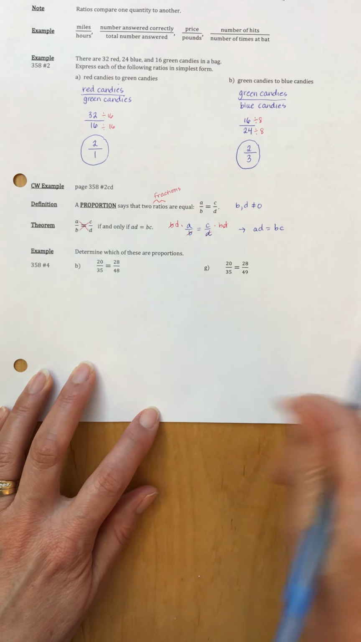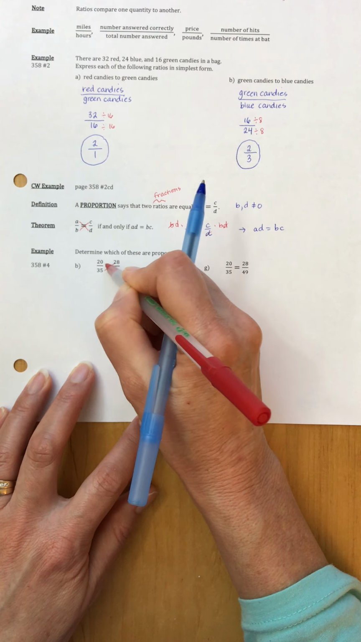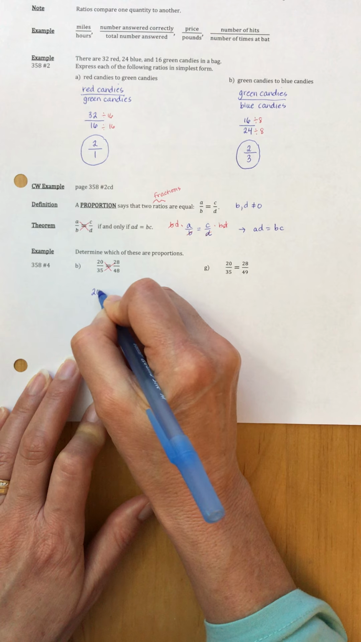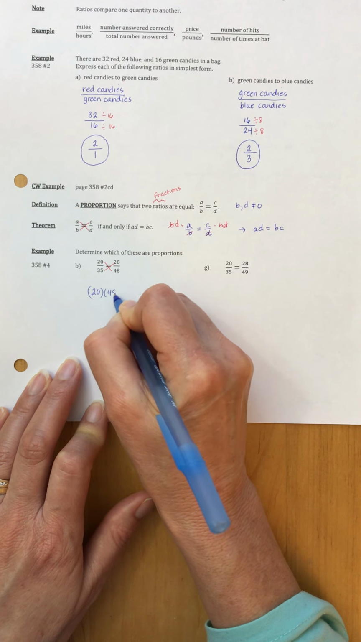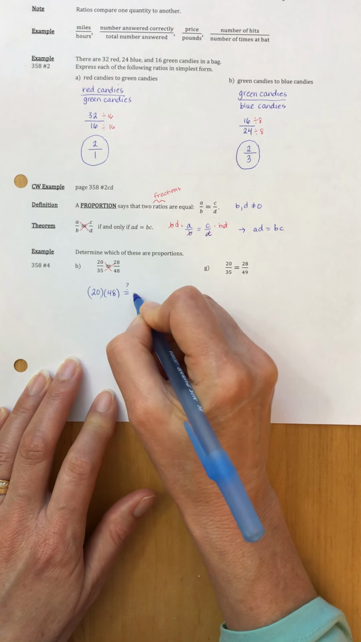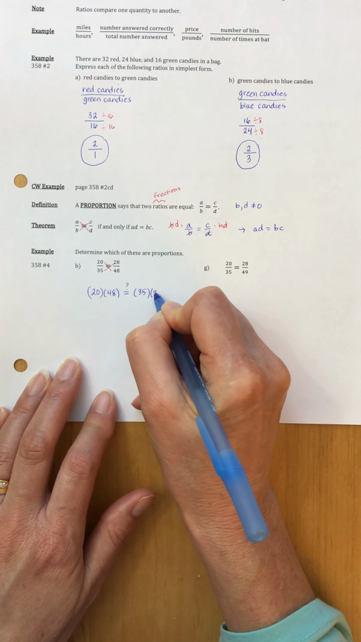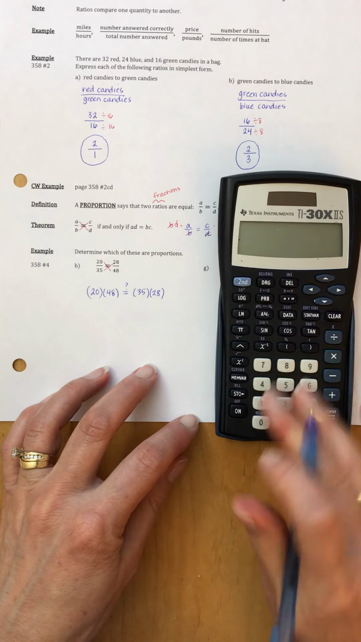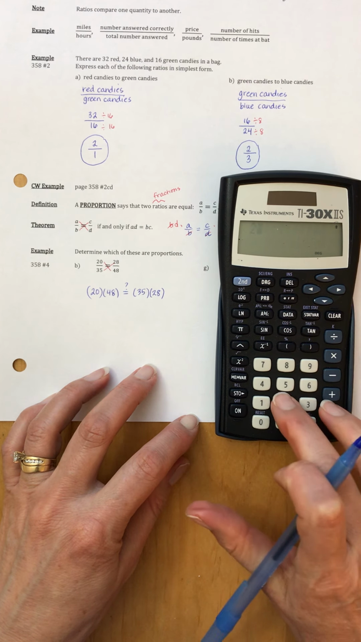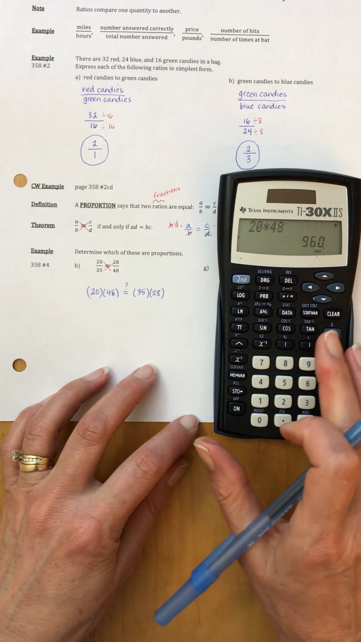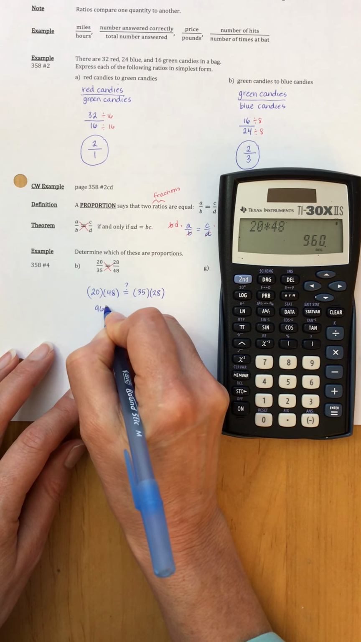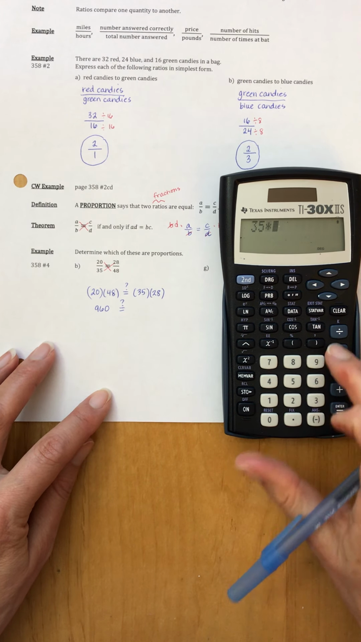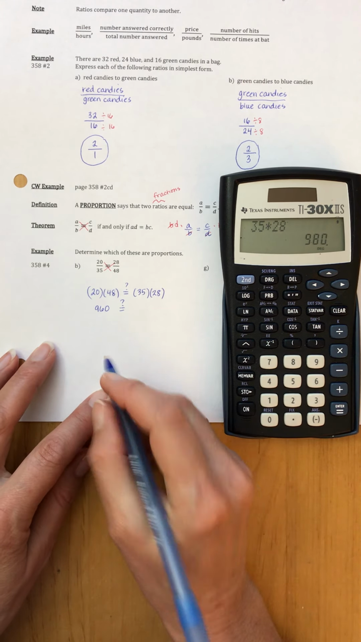So let's see if these proportions are equal. So what we're going to do is cross multiply and see if they're the same. So we would say 20 times 48, and we're asking ourselves, does that equal 35 times 28? Okay, so here you might want a calculator. So let's see, we have 20 times 48 equals 960. And does that equal 35 times 28? 980.